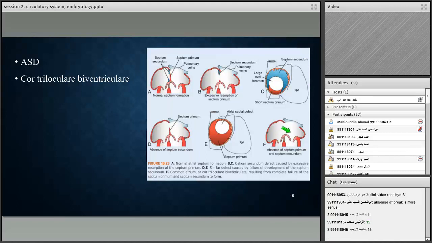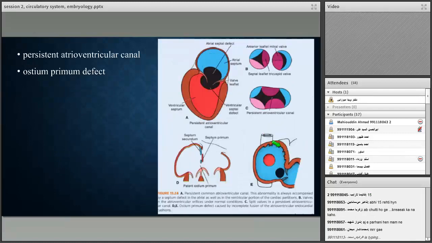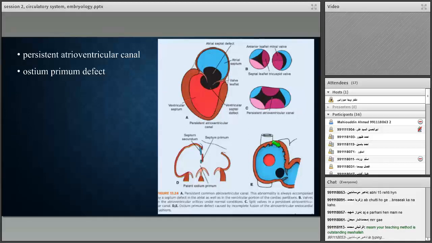So the most serious problem is the absence of the atrial septum, so we have the cor triloculare biventriculare. It means the heart has just three chambers, one common atrium and two ventricles. In slide number 16, the other problem is the persistent atrioventricular canal.